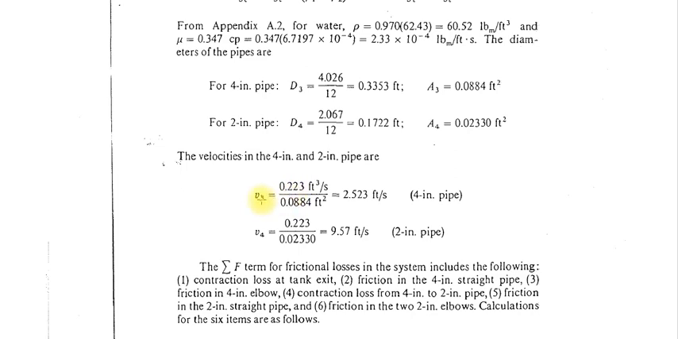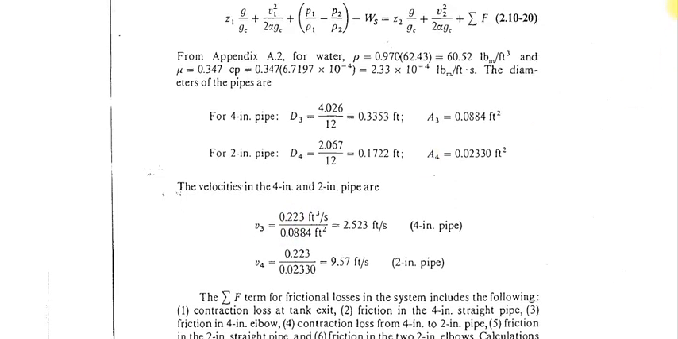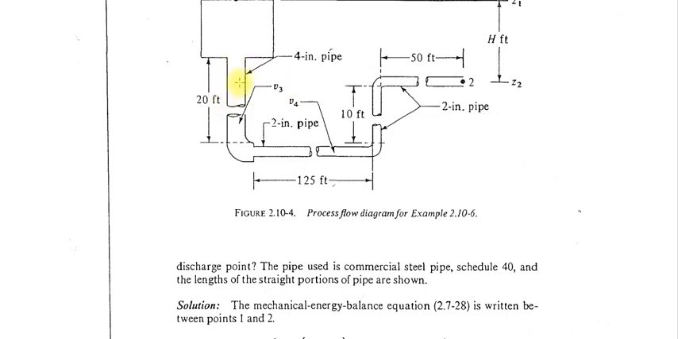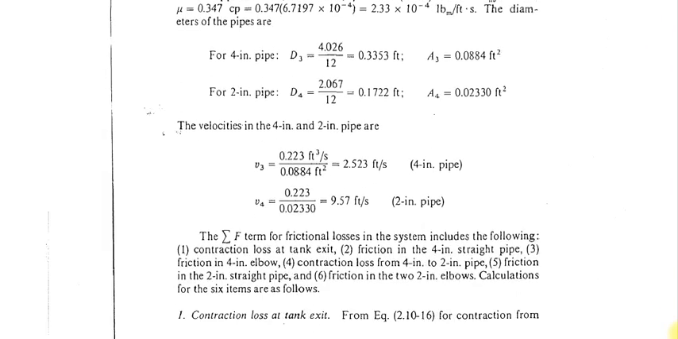Okay, so you can calculate the linear velocity, the linear velocity in this pipe and the linear velocity in this pipe. Here, divide the volumetric flow rate by the cross sectional area, and you can calculate the linear velocity. In the large pipe, the 4-inch pipe, it will come to 2.523 feet per second. In the small pipe, or lower diameter pipe, it will come as 9.57 feet per second. So these are the linear velocities.